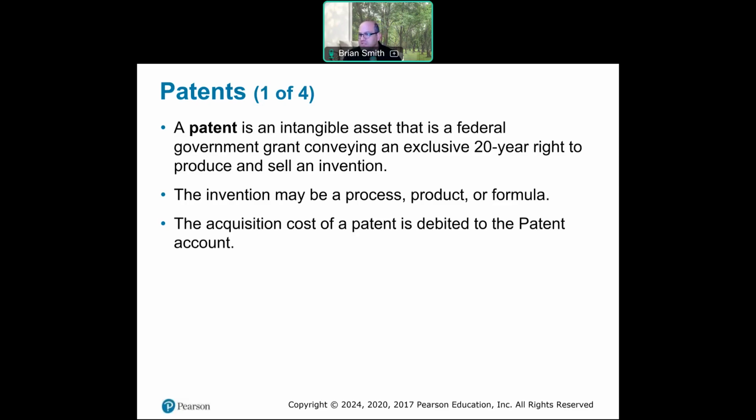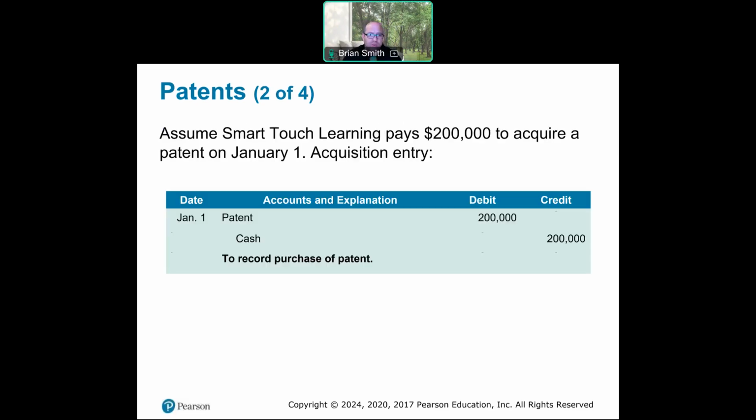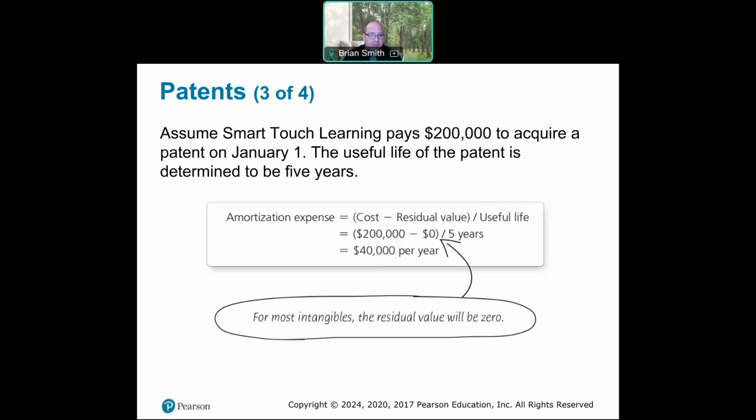So if I have exclusive rights to something, but I know in 10 years something's going to happen, like an advance in technology, that will make the last 10 years worthless for me, then I can amortize it over a shorter period. Buy a patent: debit patent 200,000, credit cash 200,000. You could also create it from your R&D. That's also possible, but it would be very similar to this.